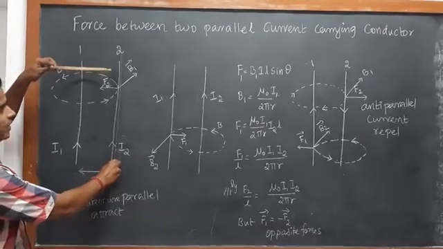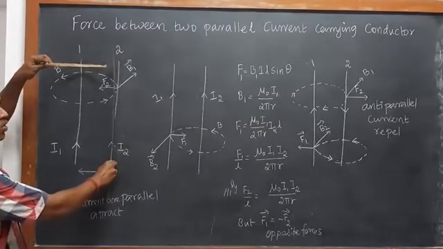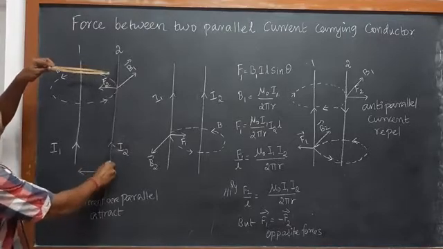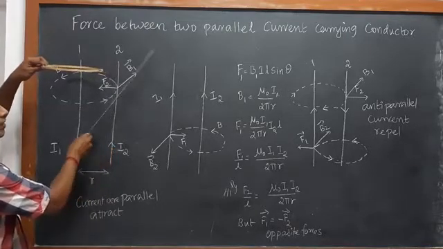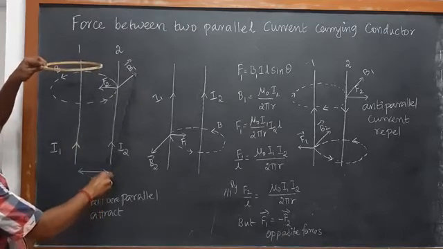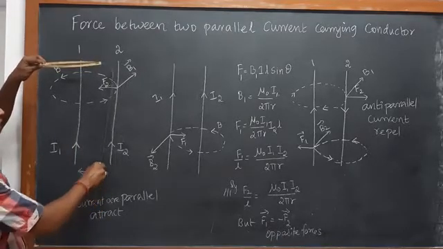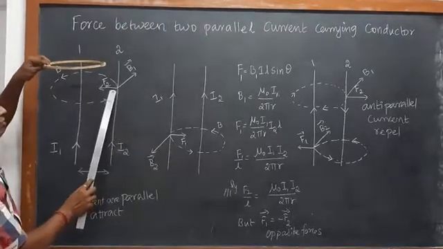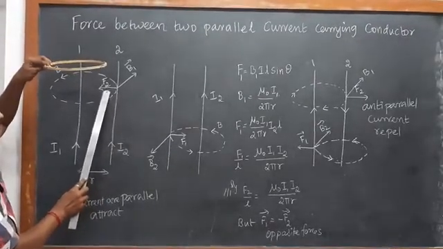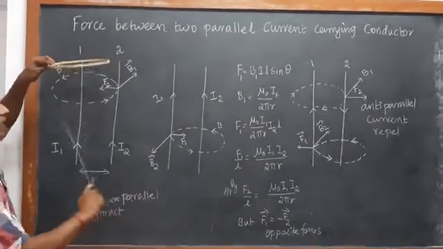Yes? Okay. So now what are you going to do? This is the current direction, right? And the magnetic field is here. So this is one direction, this is another direction, 90 degrees. Both are perpendicular to each other. Then the force will be exerted on this wire, that is F2, which is acting towards wire 1.